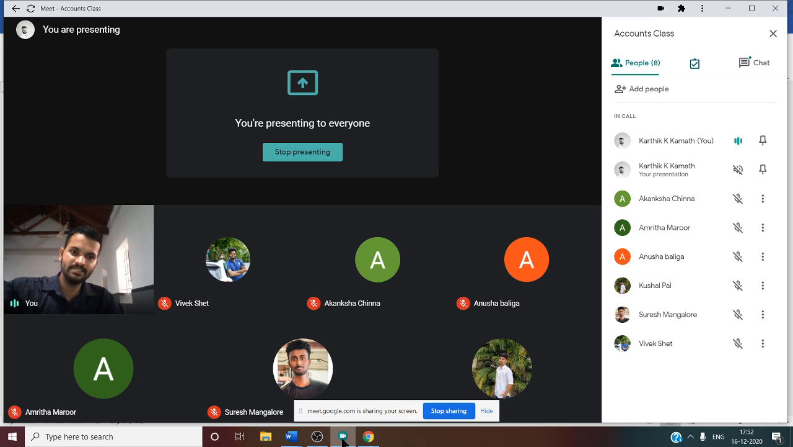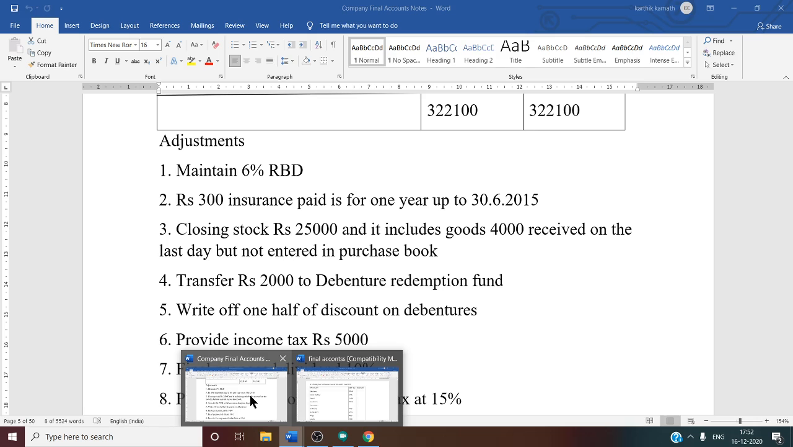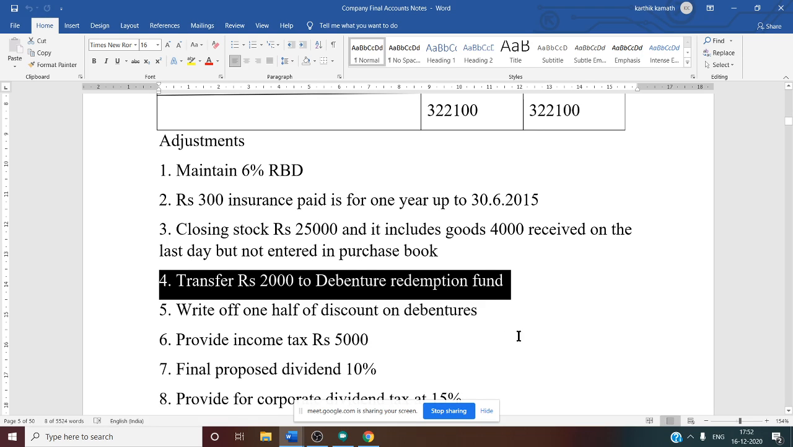After writing the debenture redemption fund information, you can show this information, that is, transfer to fund. This transfer to fund has to be deducted from profit and loss information also. So twice, two times adjustment is there. One is the same under working note number 2.